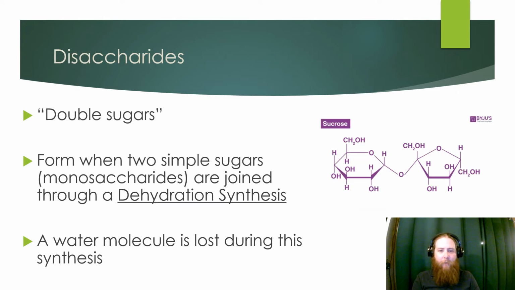Our next, moving up in size, is disaccharides. And di means two or double, and saccharide means sugars. These are our double sugars. These form when two monosaccharides are joined through a dehydration synthesis. So they're losing H2O. H2O is escaping into the environment. And these are now bonded together. This is not good if you are trying to use it for energy, but this is really good if you're trying to use it for storage.